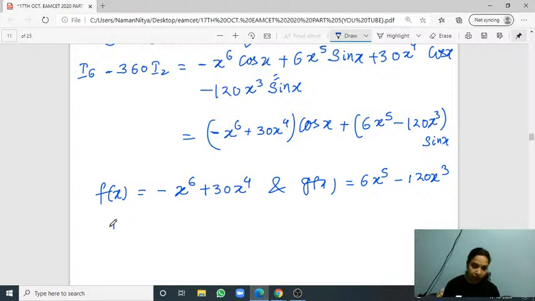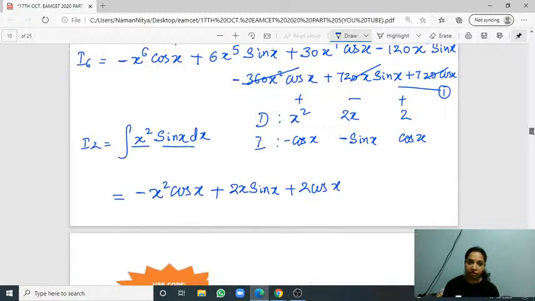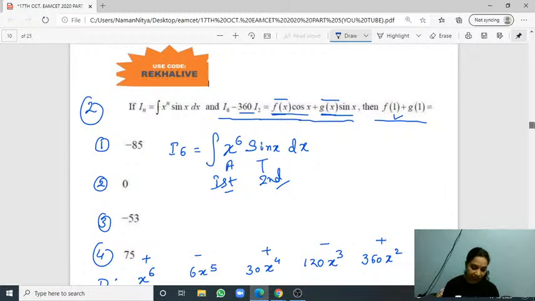Now they are asking to calculate f of 1 plus g of 1. That will give you the final answer. So if I am putting 1 here, what am I getting? Minus 1 plus 30. Then g of 1, 6 minus 120. So this will give you the answer. This is coming as minus 121 plus 36, minus 85. So see, such a long question, but the method is not at all difficult. So minus 85 is the answer.